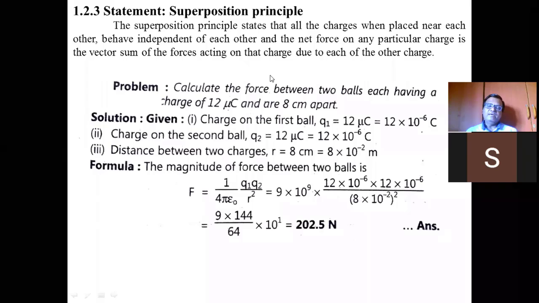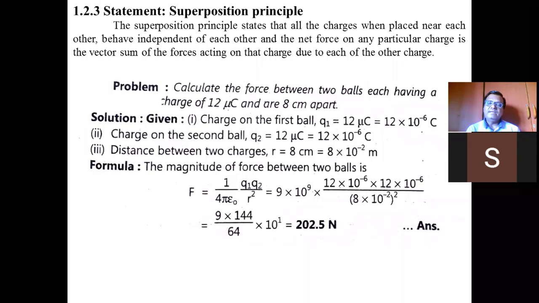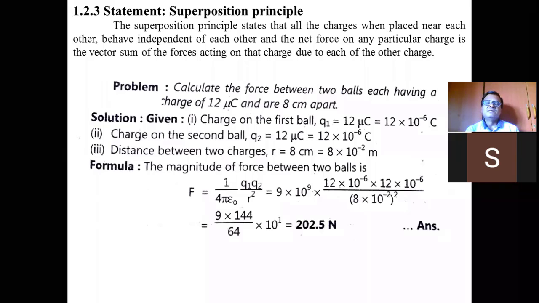The simple way we can calculate the force exerted on any one charge due to all the other remaining charges: for this purpose, first we have to calculate force exerted on that particular charge due to one charge of the remaining charges. Then force exerted on that particular charge due to the second charge out of the remaining charges. Then force exerted on that particular charge due to the third charge out of the remaining charges. Calculating all these forces and adding them, that is the vector sum.